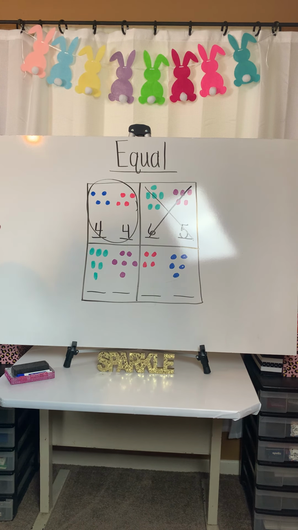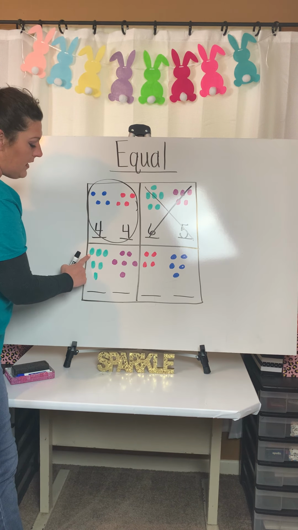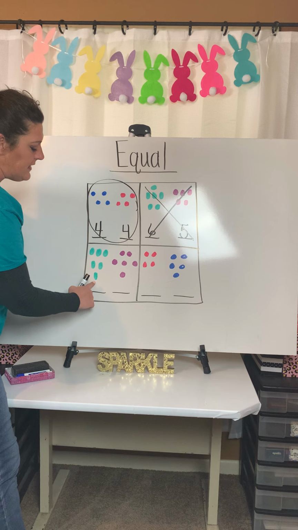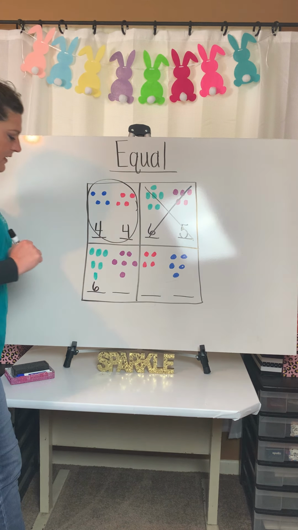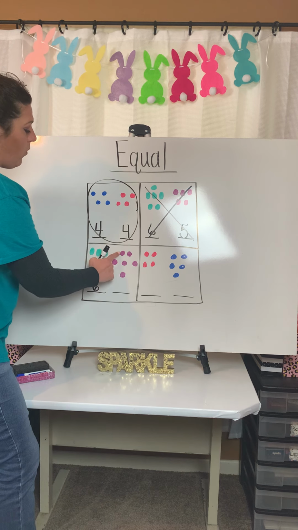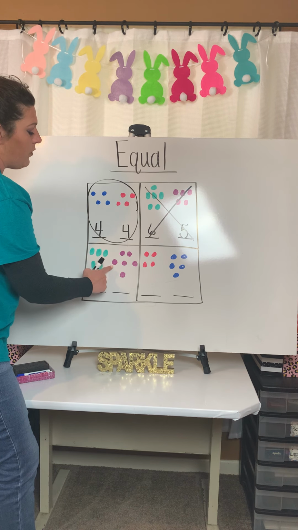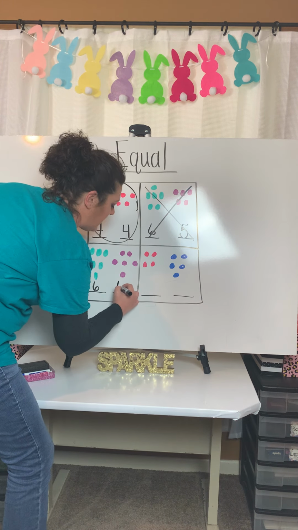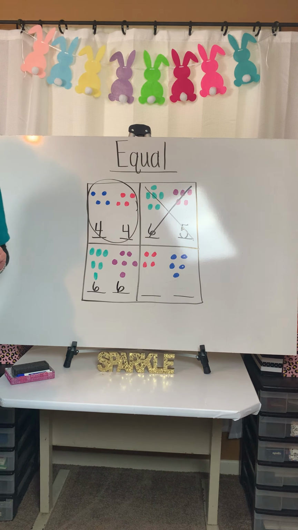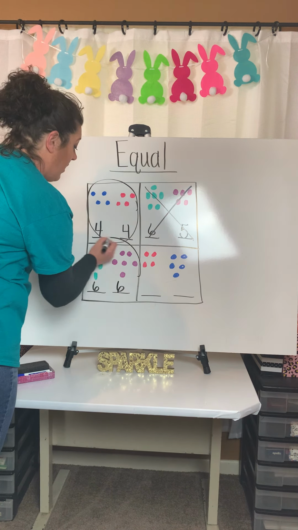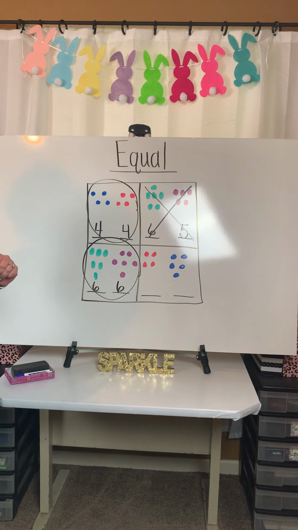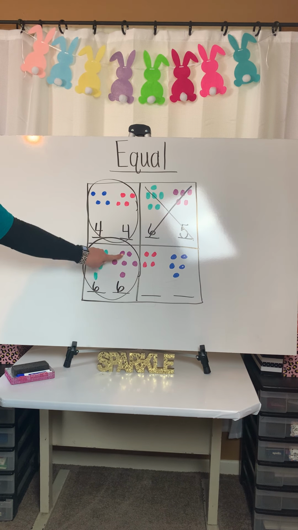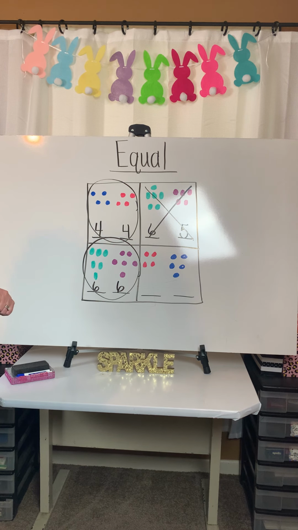Okay, let's look at our next square. Let's count green dots. 1, 2, 3, 4, 5, 6. So we have 6 green dots. Let's count purple. 1, 2, 3, 4, 5, 6. We have 6 purple dots. Are those equal? They are, aren't they? And notice, friends, just like more and less, it doesn't matter what the pattern looks like for our dots. We just have to count how many, right?